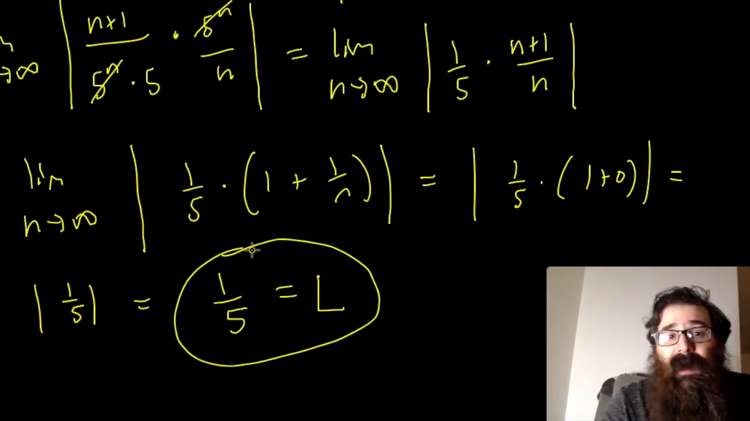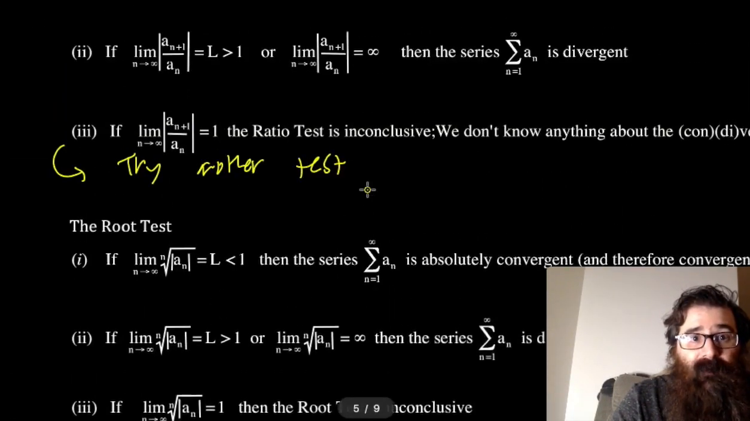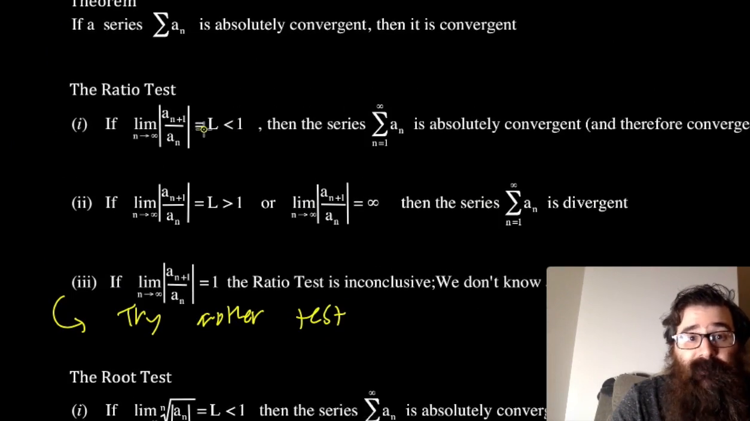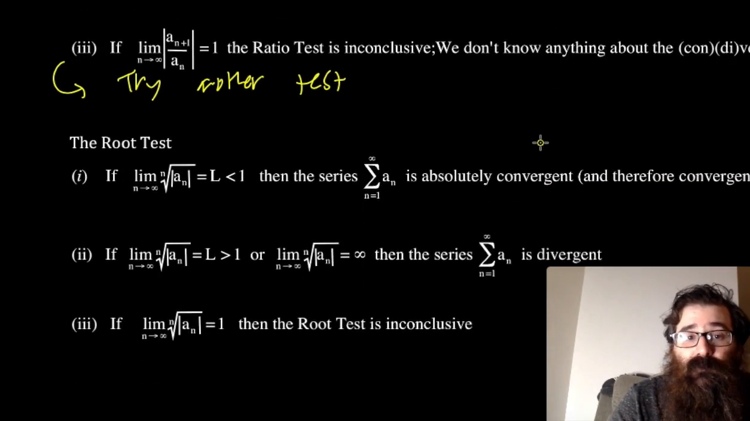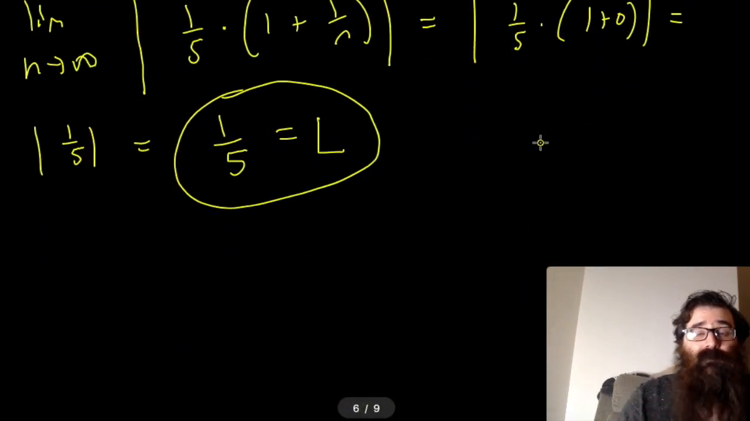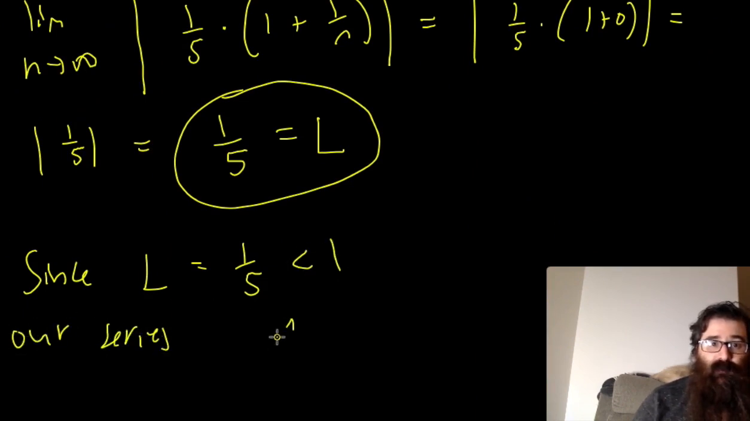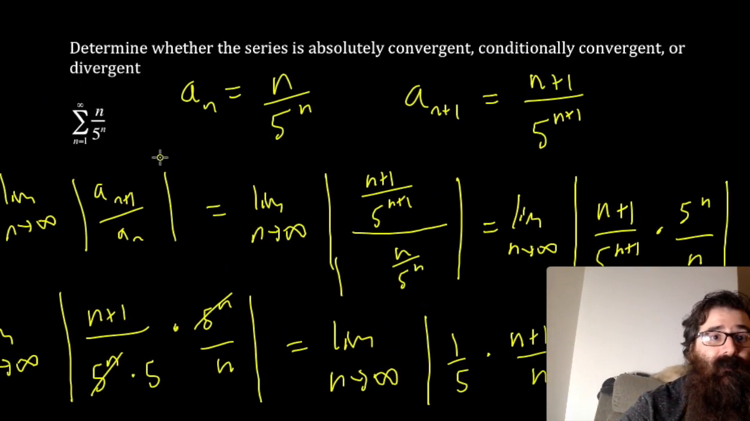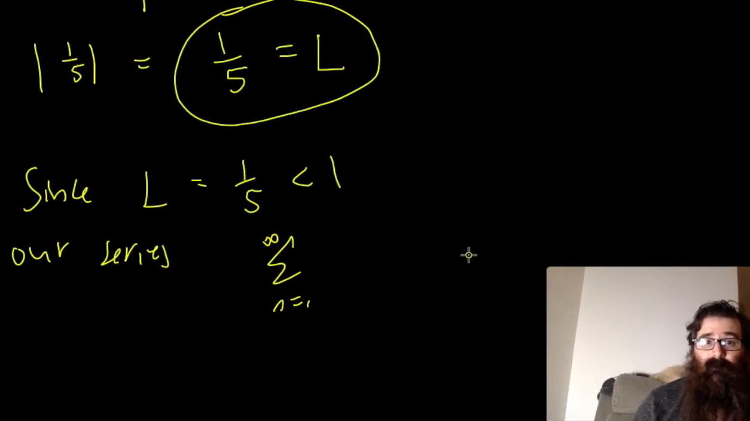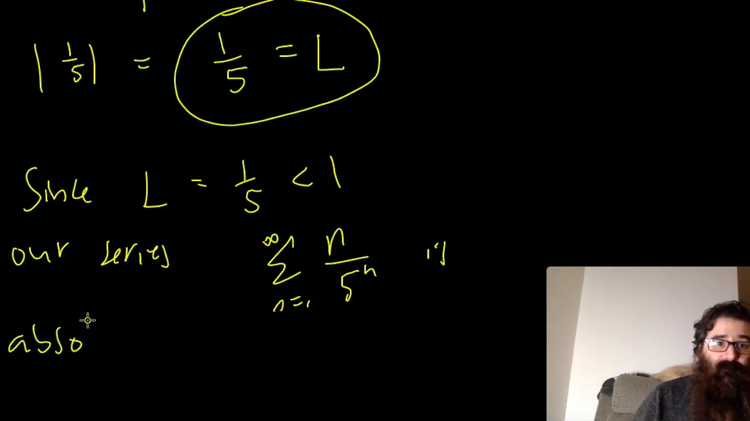But we want to think about what the consequences of the ratio test say. I got this limit capital L equals 1/5. Since 1/5 is smaller than 1, the series is absolutely convergent. So we'll say, since L equals 1/5 is less than 1, our series, the sum from n equals 1 to infinity of n over 5 to the n, is absolutely convergent.